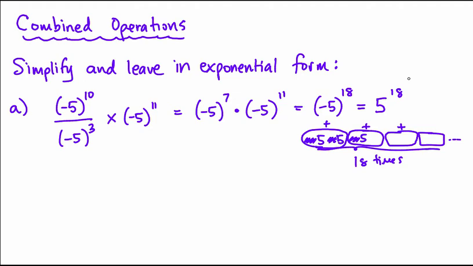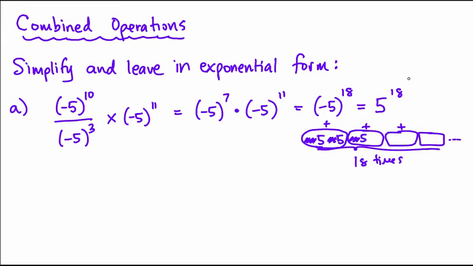There's no need to simplify this number, 5 to the power of 18. If you did, you'd have to use a calculator, and it would be an extremely big number. So when it says leave in exponential form, you leave it as a power, as a final answer.